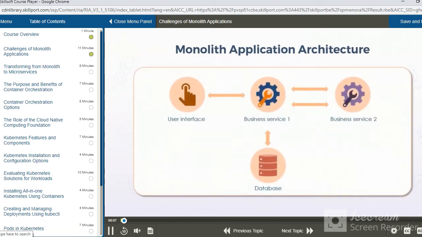Recognize the challenges associated with monolith applications in the cloud along with benefits afforded by microservices.